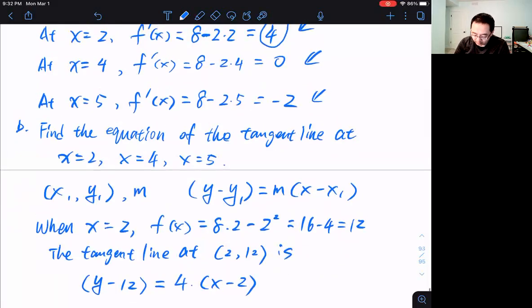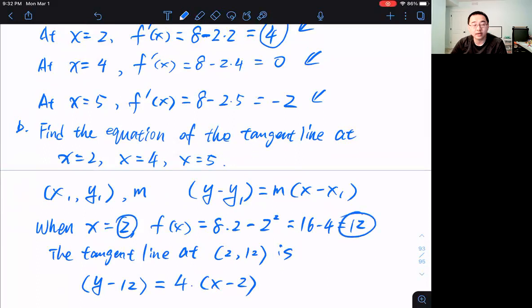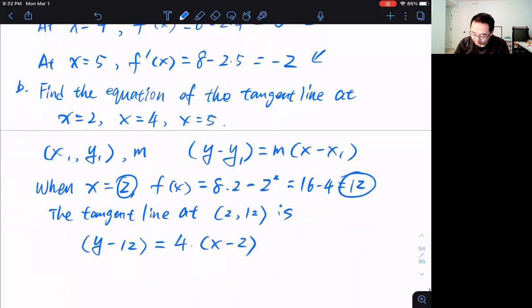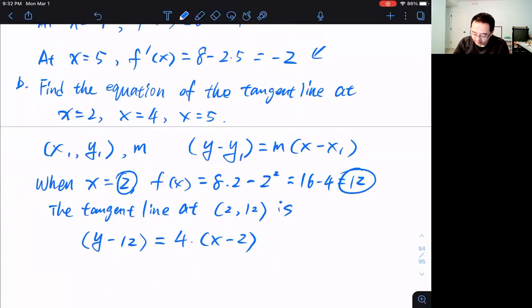Because here x1, y1 is 2 and 12. That's the x and y value for that point. Once you know that, and you know the slope from the derivative, then you know this is the functional form for your tangent line. Now you can change it into the standard form if you want, or you can leave it like this. I don't care either way, as long as you do it right.